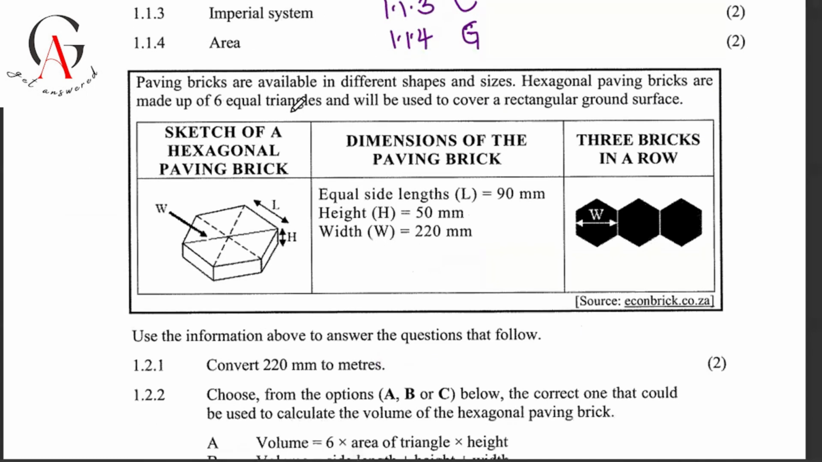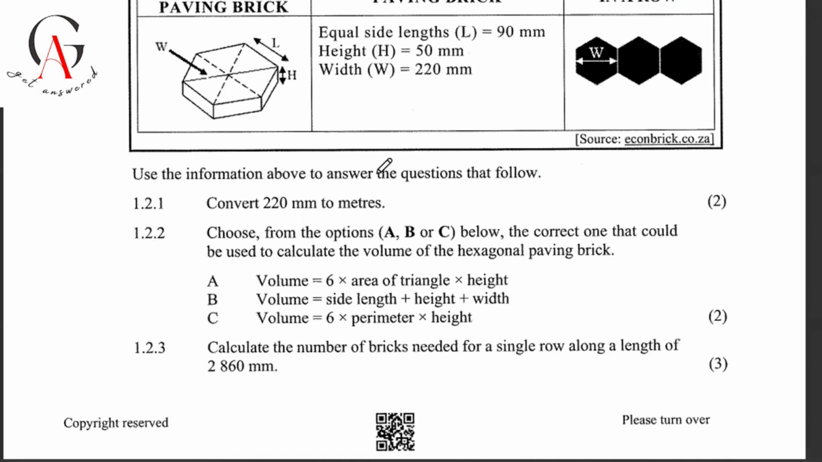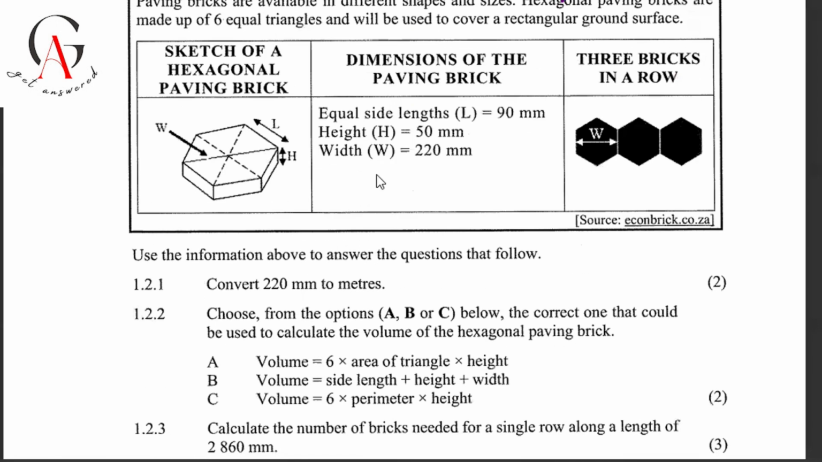1.2, paving blocks are available in different shapes and sizes. Hexagonal paving bricks are made up of 6 equal triangles. Hexagonal simply means 6-sided. They will be used to cover a rectangular ground surface. This is how it looks. All right, these are the dimensions that we have there.